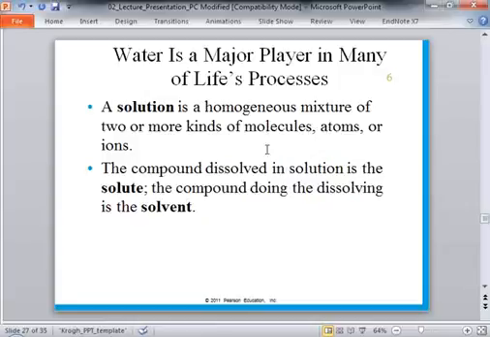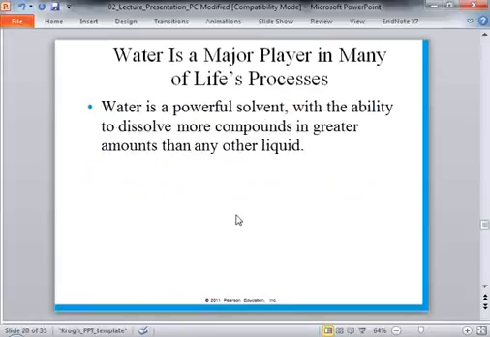Salt water, in that example, the solvent is the water, and the solute is the salt. And we can kind of do this for any solution that you see. So for instance, when you make Kool-Aid, the solvent is still water, and the solute is whatever the heck is inside Kool-Aid, whatever chemicals are in there. Sorry, solvent, water, solute, Kool-Aid. So water is really great because it's a powerful solvent and it has the ability to dissolve tons of compounds in a greater amount than any other liquid.